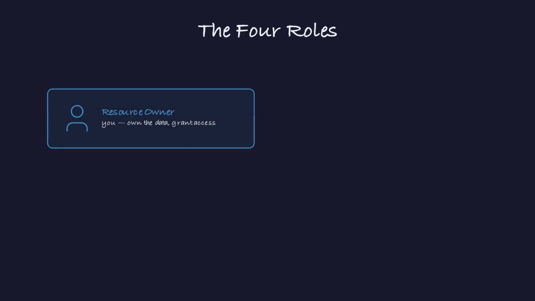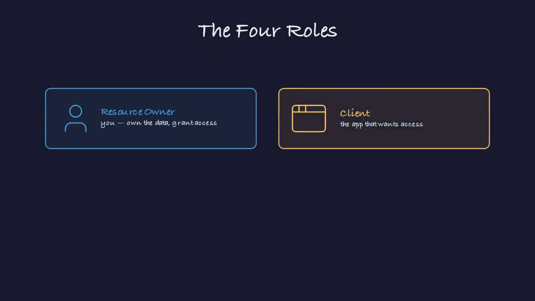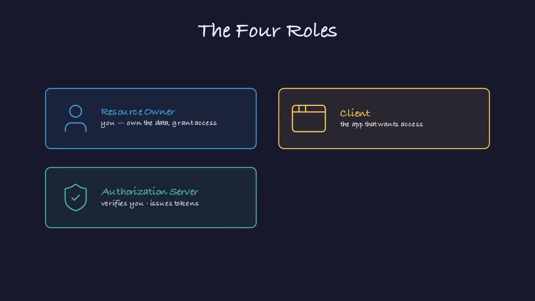Resource owner, that's you, the human who owns the data and decides who gets access. Client, the application that wants access, like the calendar app. Note, client means the third-party app, not your browser. Authorization server, the system that verifies your identity and issues tokens. That's Google's Auth server. It shows you the "Do you want to grant access" screen.